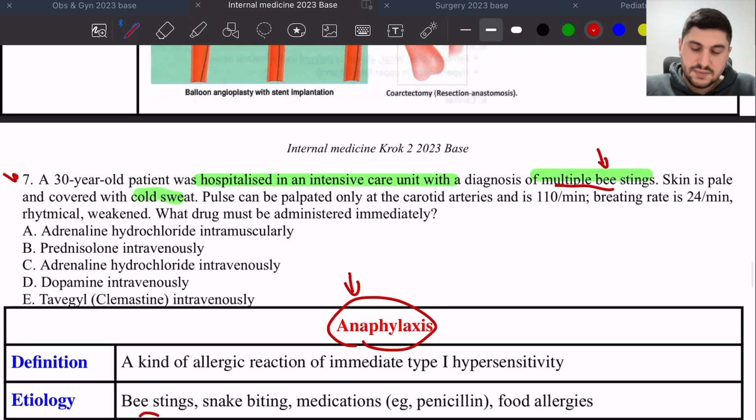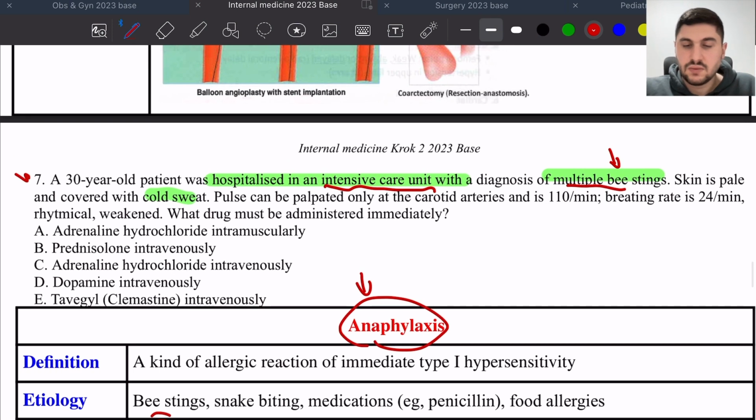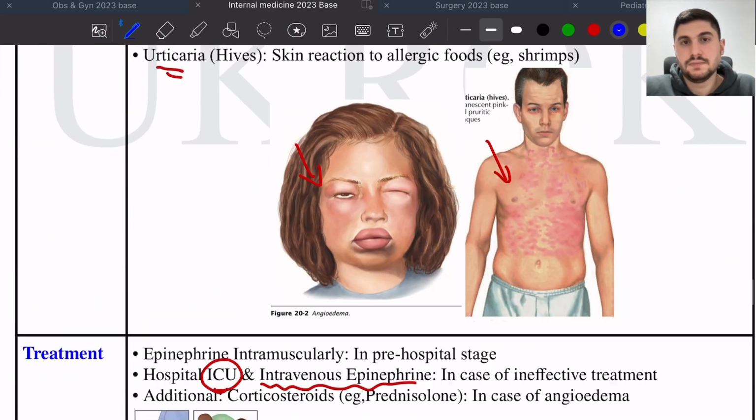So in this patient, we see that he is in the intensive care unit already with this diagnosis. So this gives us the opportunity to give him adrenaline intravenously. Intramuscularly can be administered at home. So in case of intensive care unit, he should have it intravenously.